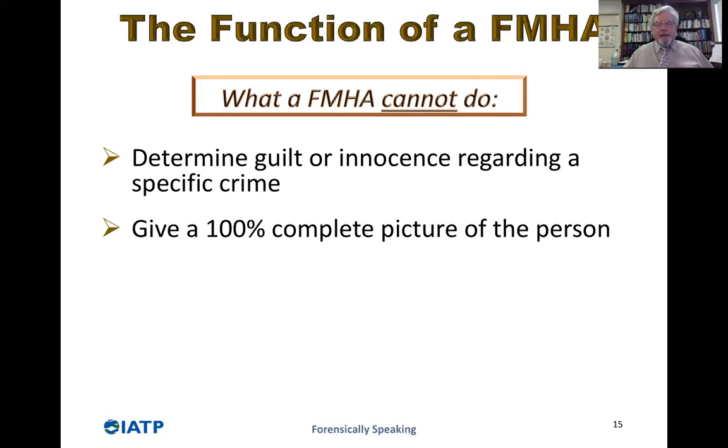And then secondly, the purpose of a forensic mental health assessment is not to give the full, complete composite picture of the individual. Instead, it's a snapshot that's helping to narrow in all the information that you can find about that individual that helps to answer the specific forensic referral question that has been submitted to you.